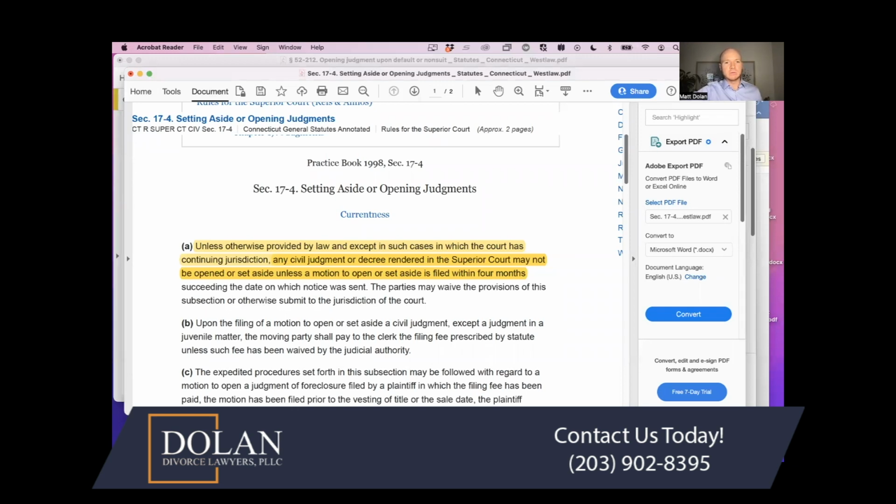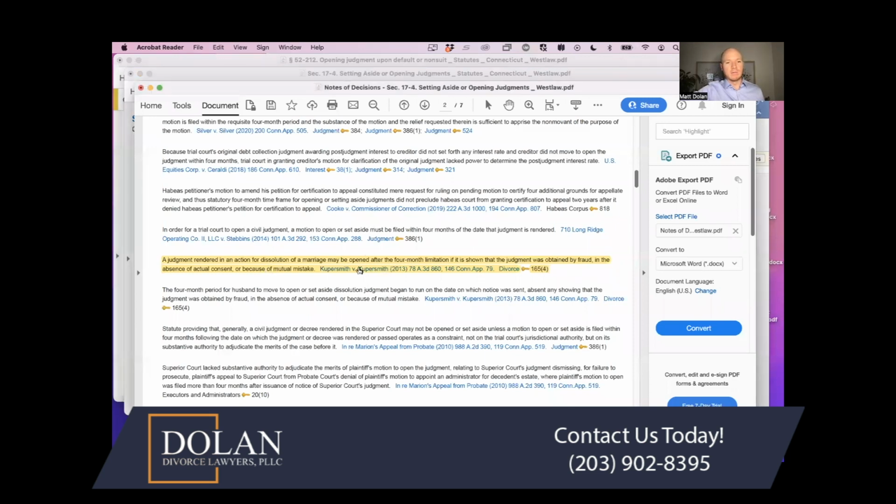And there's not a statute that dictates that. That is more dictated by case law. There's a number of appellate court cases, but we'll look at this one, Coopersmith v. Coopersmith. It's an appellate court case from 2013. And it says that a judgment rendered in an action for dissolution of marriage may be opened, and it's not just dissolution of marriage. It could be a custody case or any other kind of family law case. It may be opened after the 4-month limitation if it is shown that the judgment was obtained by fraud, in the absence of actual consent, or because of mutual mistake.